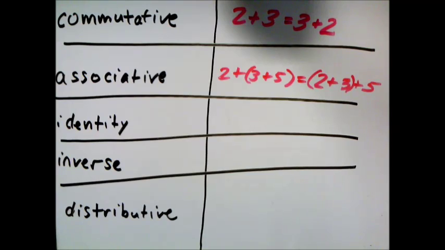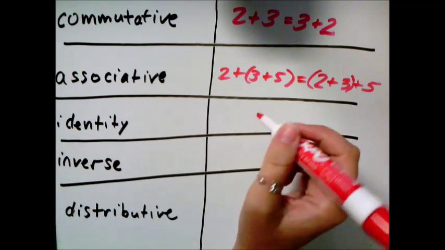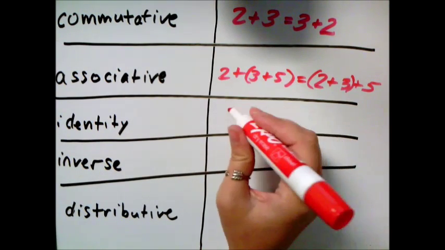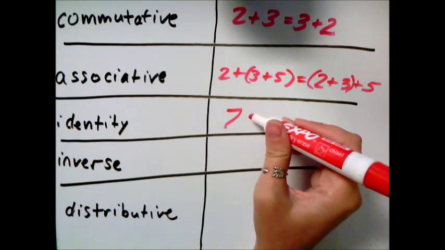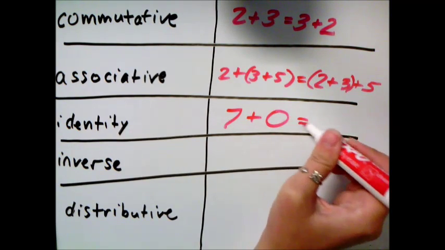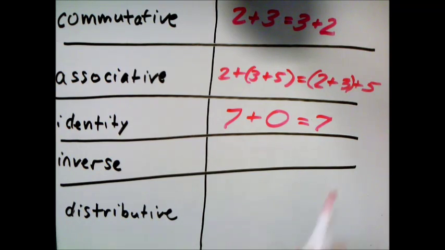All right, then identity is talking about what's the number I could add to something that doesn't change its identity. It gives me the same number back. So if I have 7 plus 0, see how that gives me back 7? So 0 is called the identity for addition.